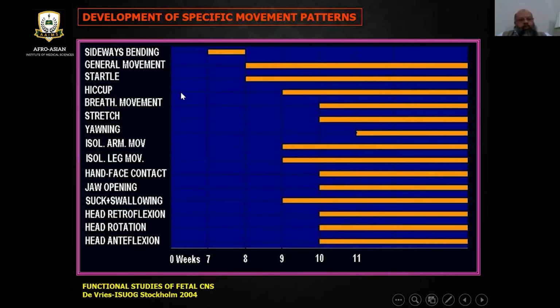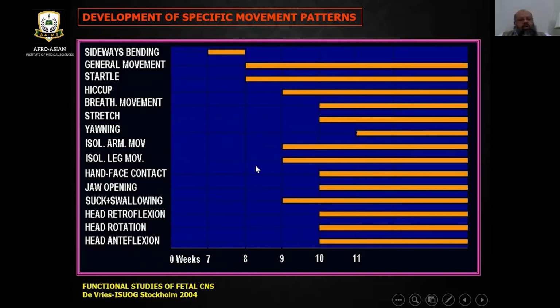Hiccup starts at 9 weeks. Breathing movements start at 10 weeks. Stretching of the body at 10 weeks. Yawning at 11 weeks. Isolated arm movement at 9 weeks.